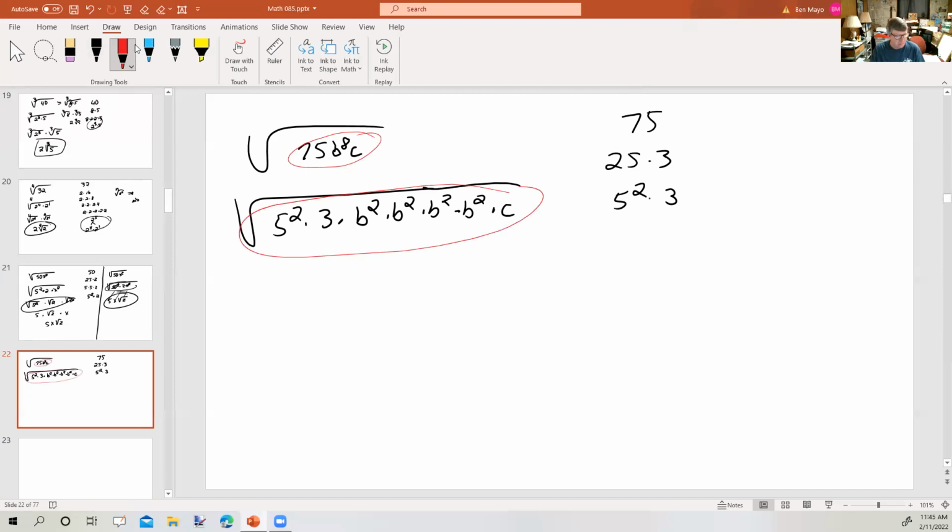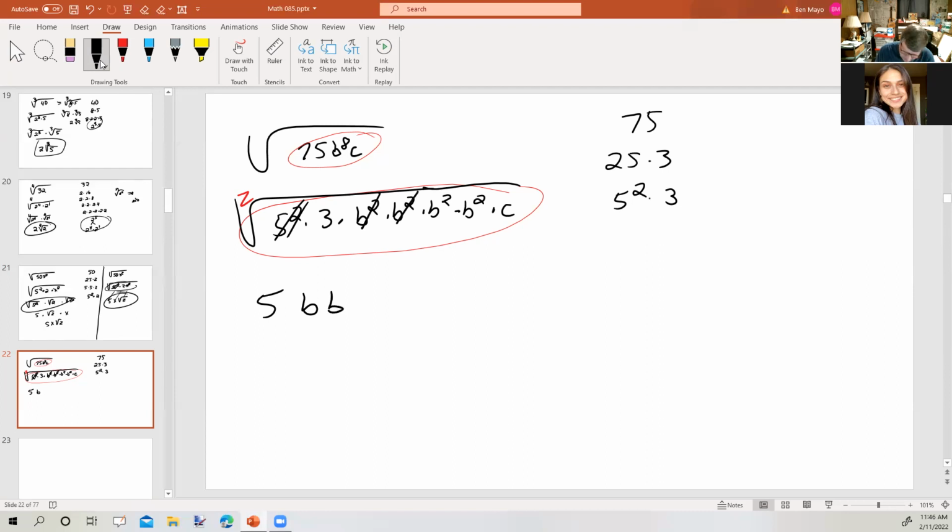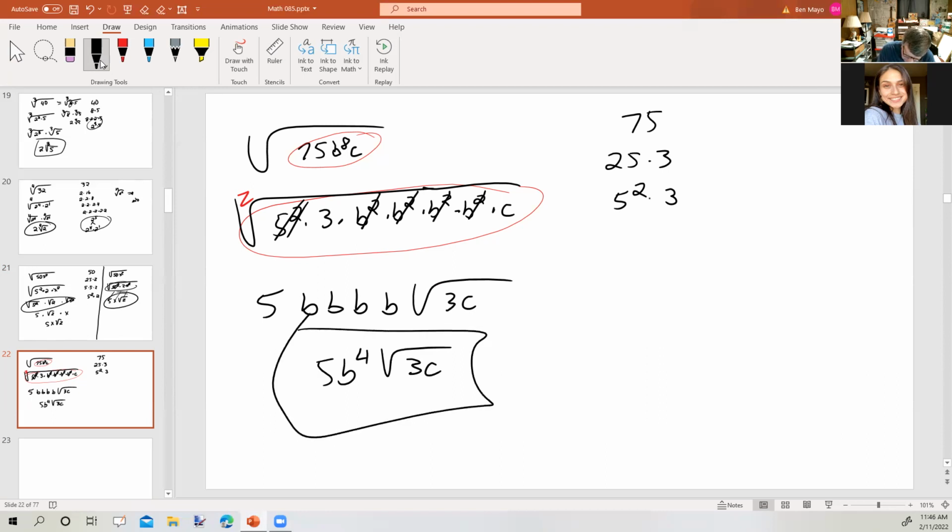So everybody okay with how I got from here to there? Any questions there? Okay. And again, why did I break the b to the 8th up into b squareds? Because my index is an implied 2, right? So the square root of 5 squared is 5 outside. The 3 is stuck inside. The square root of b squared is a b outside, four times. And what have I got left inside? 3c. So I've got 5b to the 4th square roots of 3c.